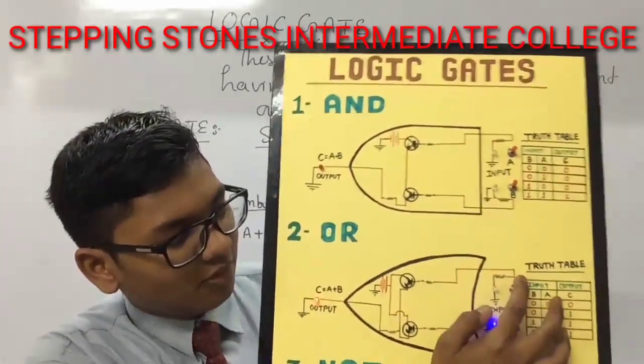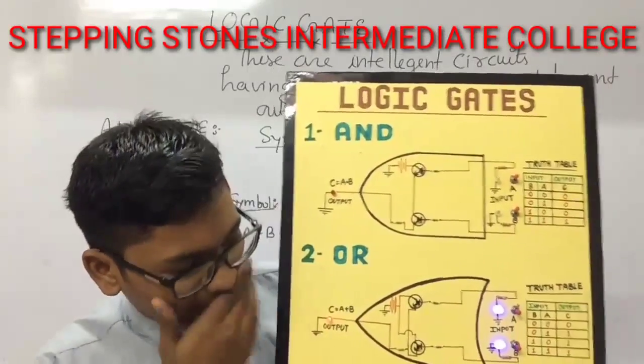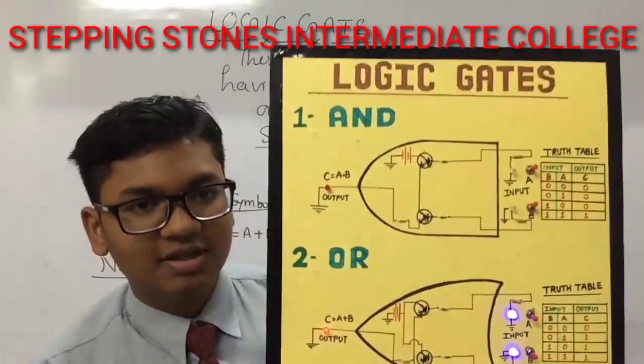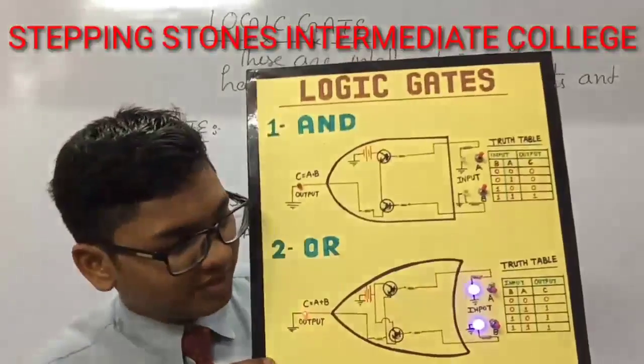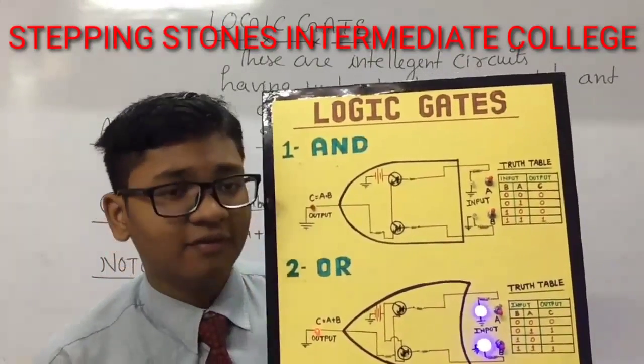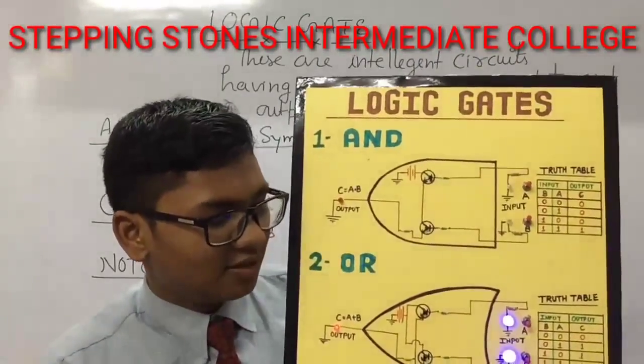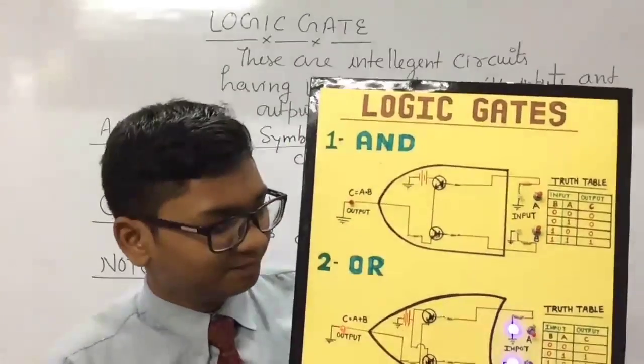And if we turn on both inputs, or both inputs are true, then the output is true. So basically the OR gate works like this: if any input is true, then the circuit output is true.